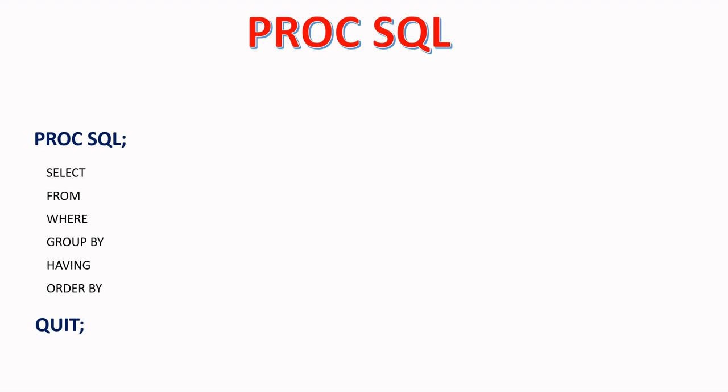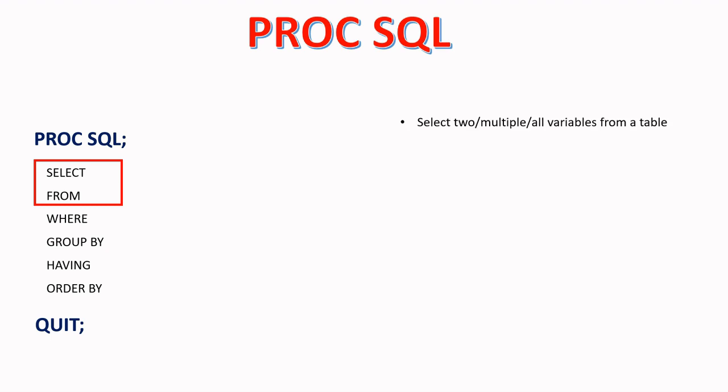So this was the syntax. We learned that we can start with Proc SQL and end the statement with quit. In between we can use all of these 6 clauses, out of which we learned select and from. Now out of the remaining, we will learn all of them one by one.